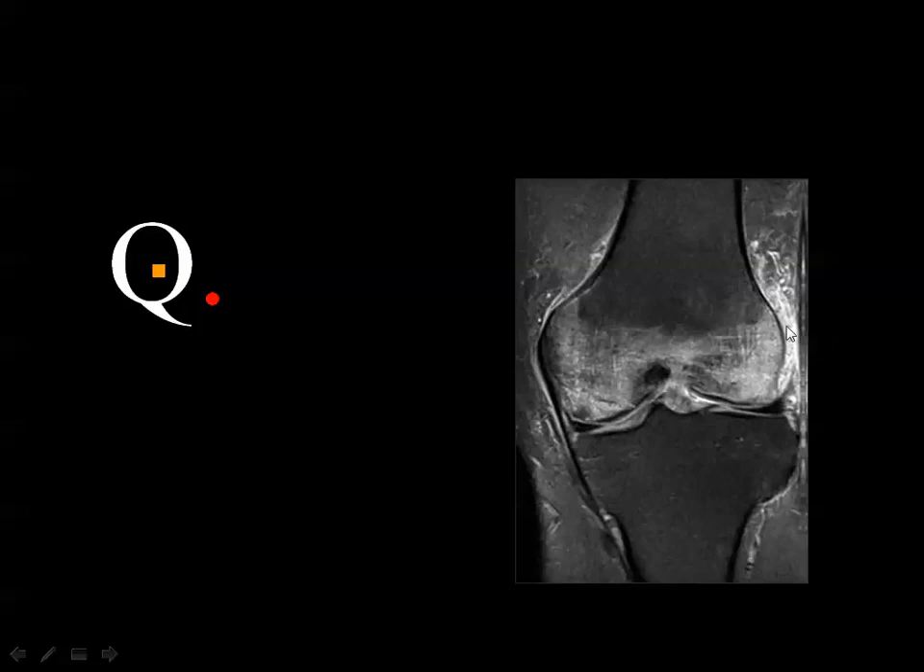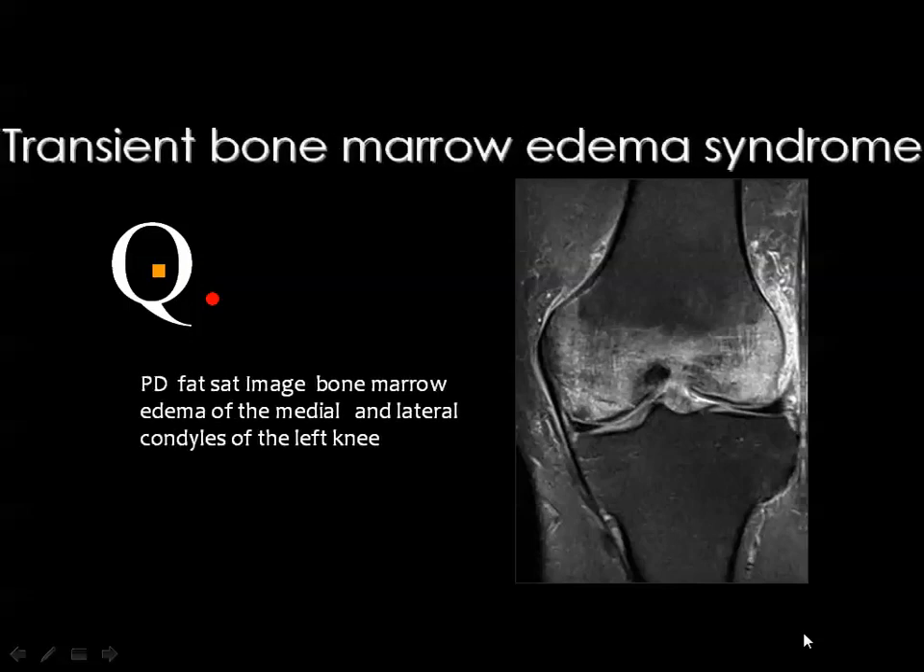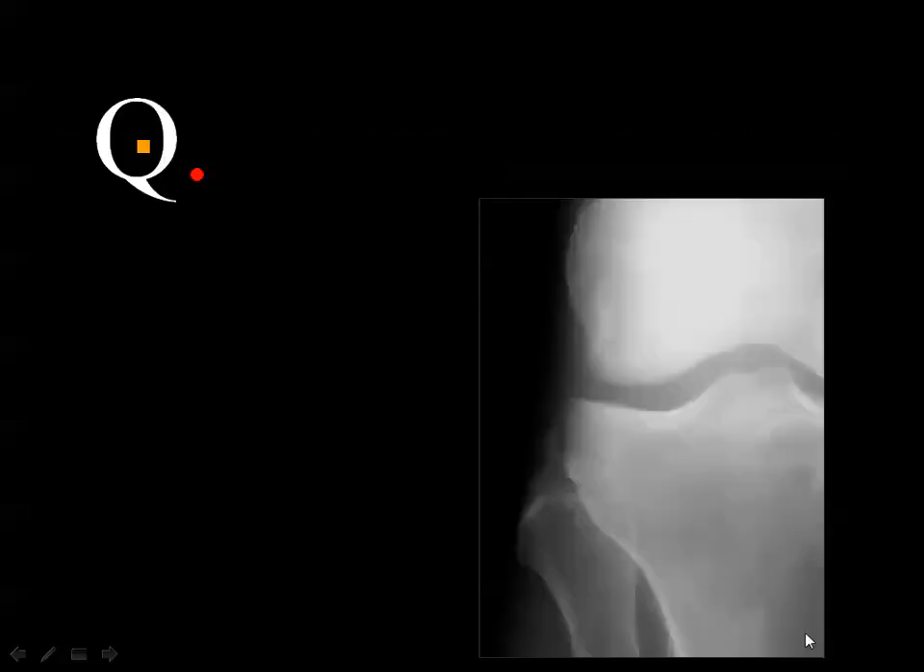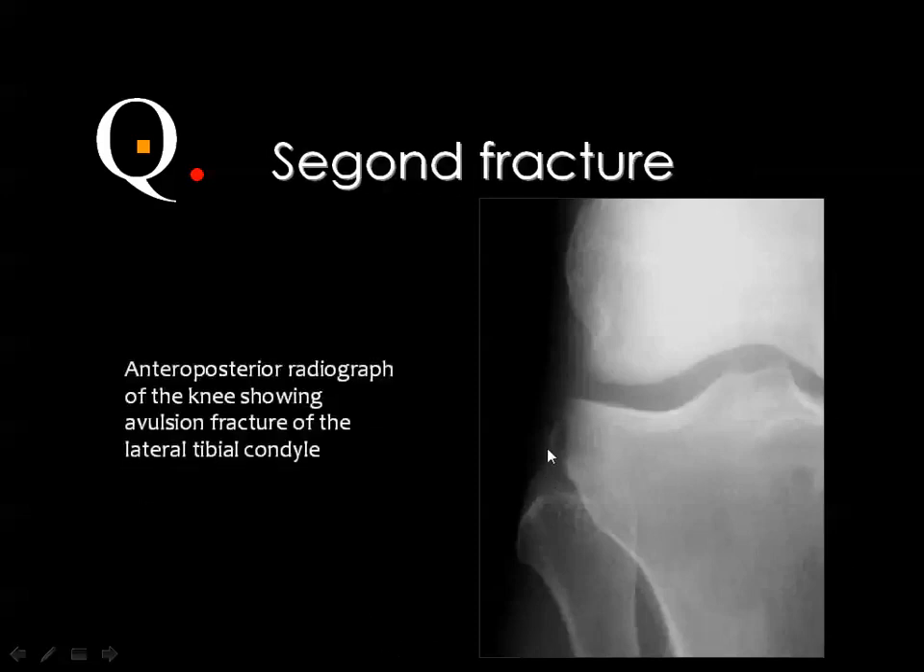Bone edema of the femoral condyles, regional osteoporosis. Segond fracture, diagnostic of ACL rupture. This is a Segond fracture of the lateral tibial condyle, which is pathognomonic of ACL rupture in about 75 to 100% of cases.